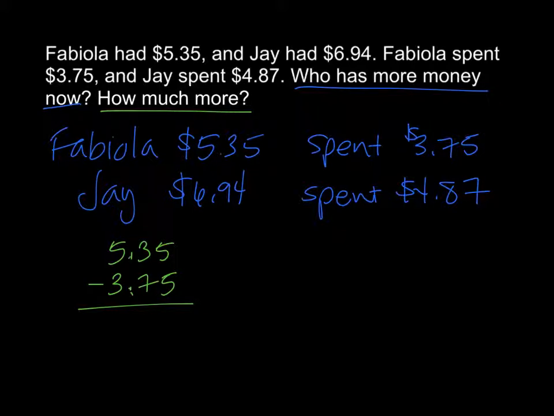Okay, then we go and say, well, what about Jay? Jay had $6.94, but he spent $4.87. So then we got to figure out that. Okay, so then we do that subtraction.